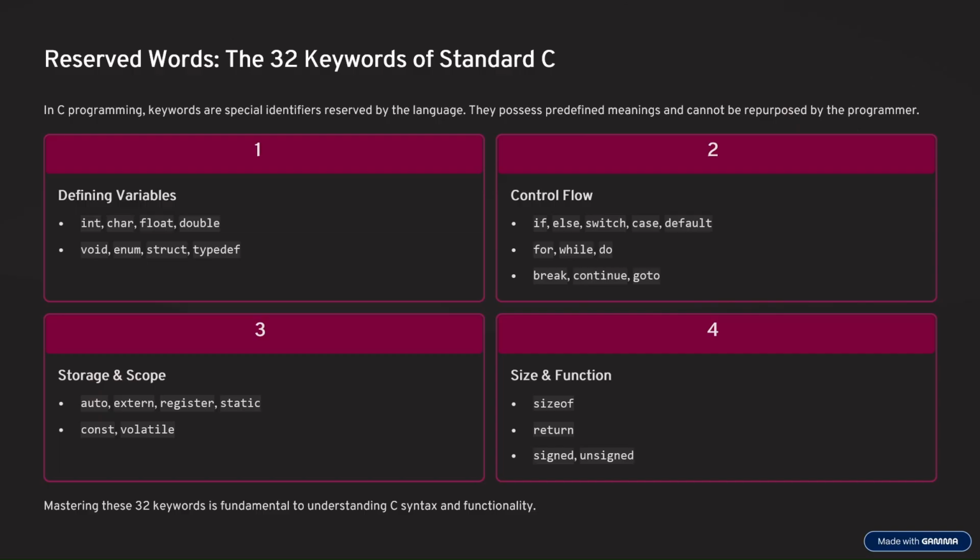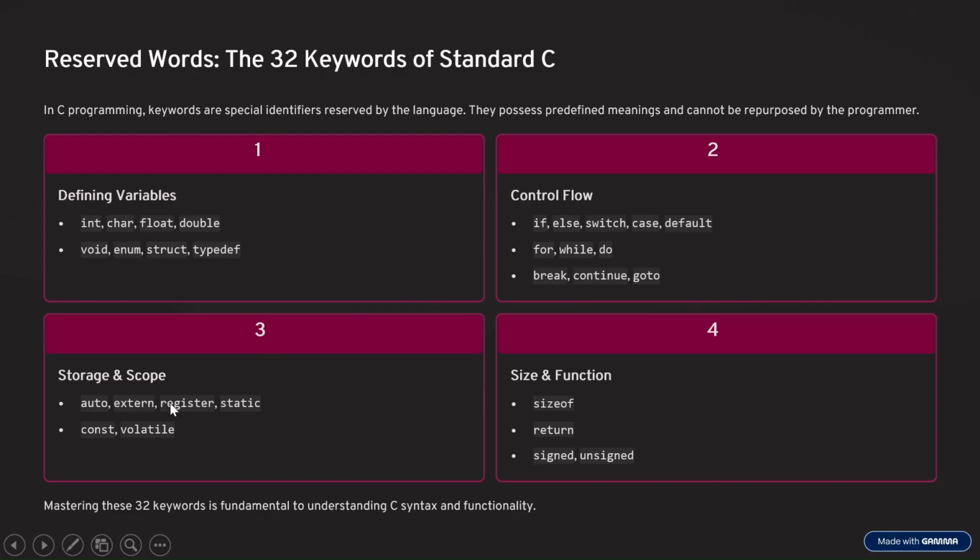And there are 32 keywords in C, which are standard and special identifiers reserved in the C language. They possess predefined meanings and cannot be repurposed by the programmer. They are divided into four groups. The first one is defining variables like int, char, float, double, void, enum, struct, and typedef. And the second one is control flow. These are the keywords we use in C for control statements.